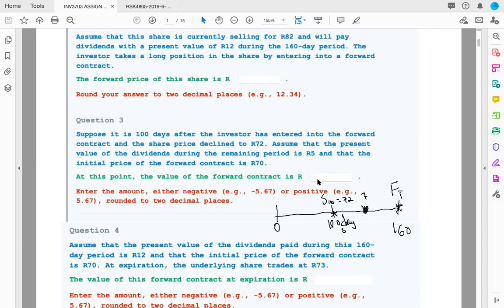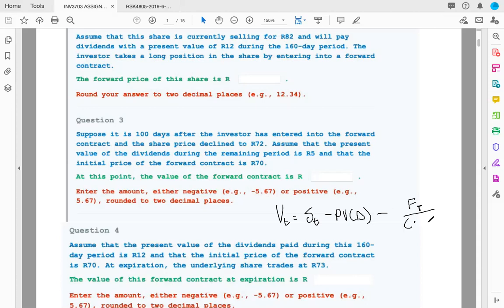And then if we discount that 7 Rand dividend back to today to find the present value of the 7 Rand dividend, we get it as 5. Okay, so that's the present value of the 7 Rand dividend at time 100 days. So we want to determine the value of this forward contract. And you need to remember that the value of a forward contract at time t is equal to the price of the share at time t minus the present value of the remaining dividends minus the forward price we will have calculated initially over 1 plus r to the power of T, the original time of the forward contract, which is 160 days, minus small t, which is the number of days that have elapsed, which is 100 days. Okay, so this is the formula.